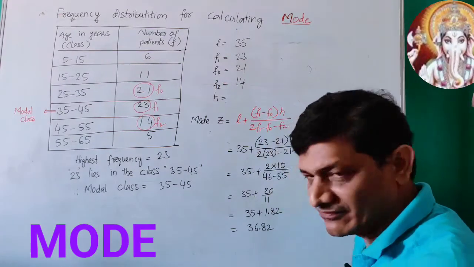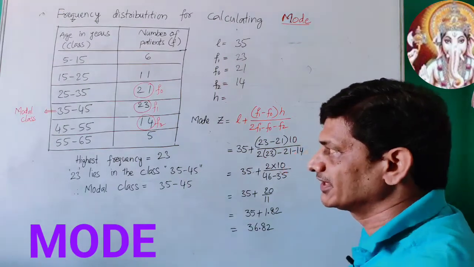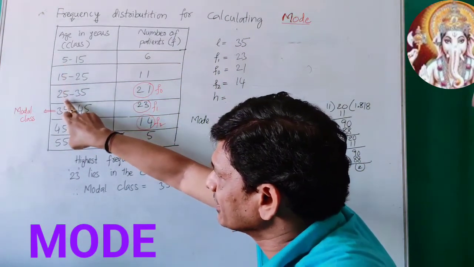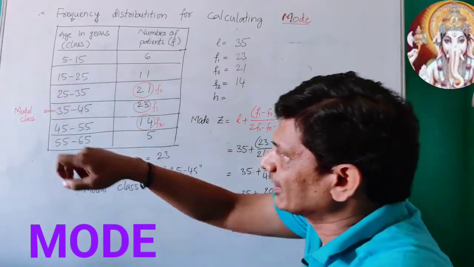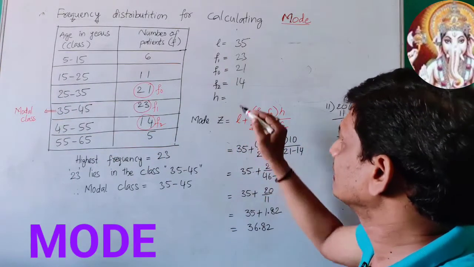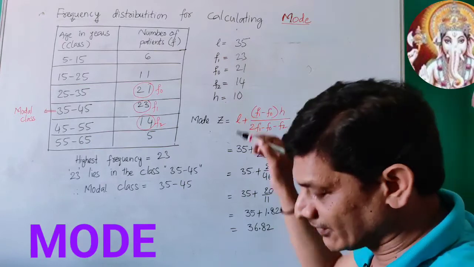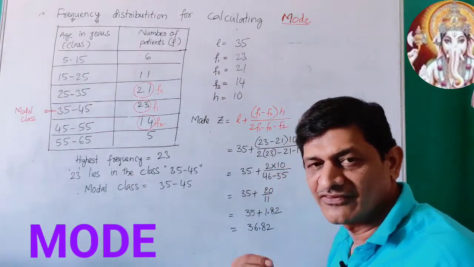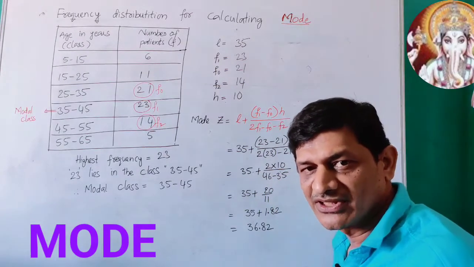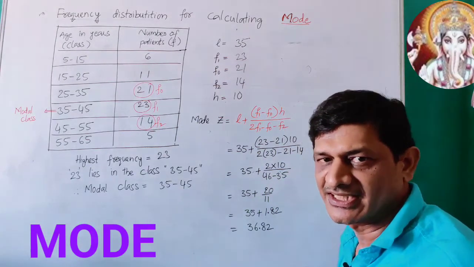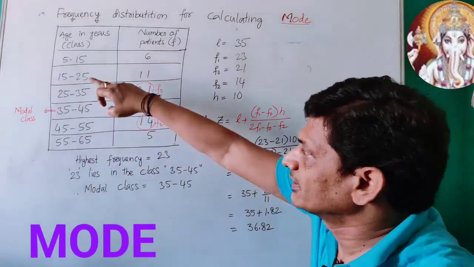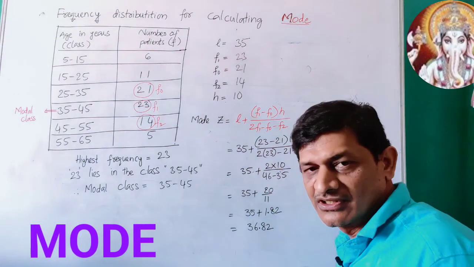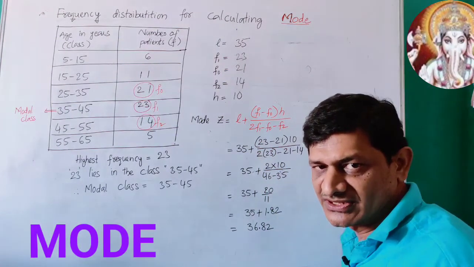Now pick the size of the class. Once again check in the same way. The lower limits are increasing by 10, so the size of the class is 10. The size of the class is the difference between the lower limits of two successive classes, or the difference between the upper limits of two successive classes. So the difference between 15 and 5 is 10. So the class interval is taken as 10.